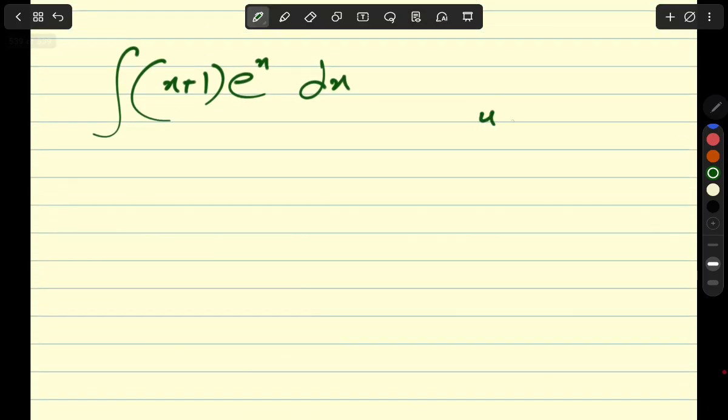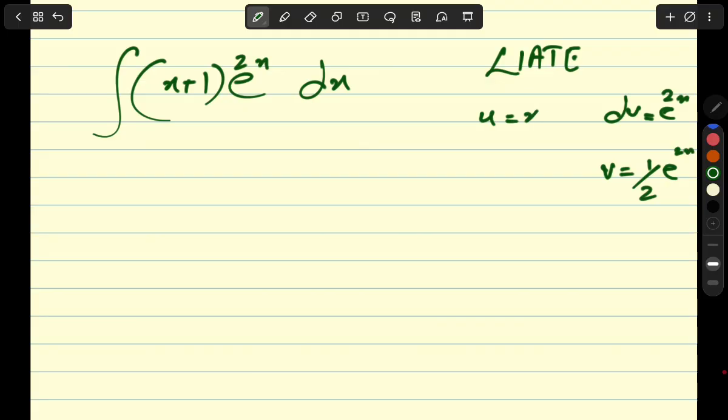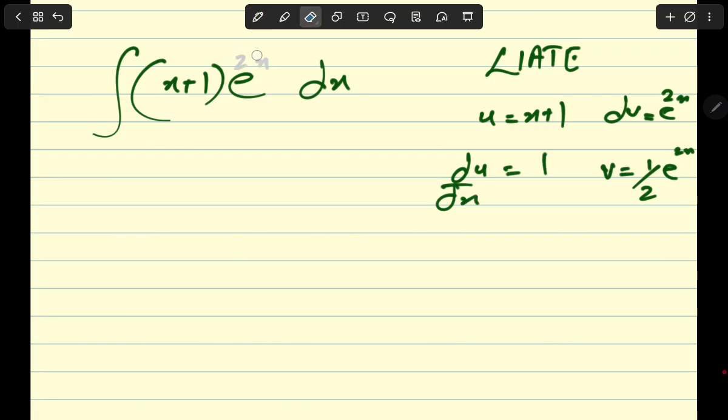So u is going to be algebraic in LIATE, which comes before exponential. So dv by dx is going to become exponential of 2x, and v is going to become half e to the 2x, and u is going to become x plus 1, and du by dx is going to become 1, right? Now, 2x is the power of the exponential.